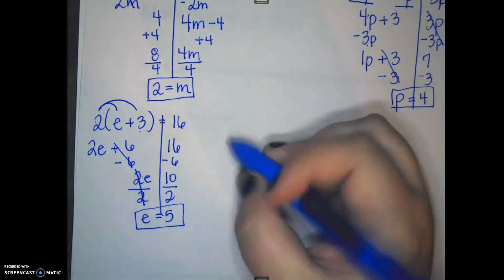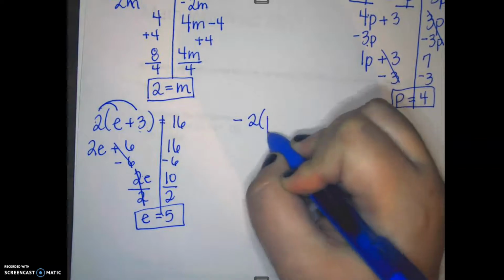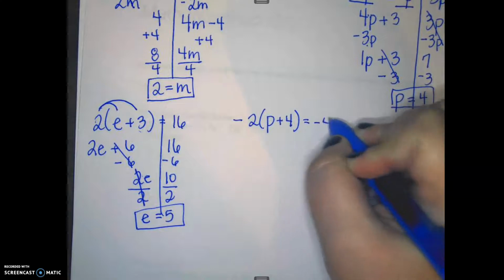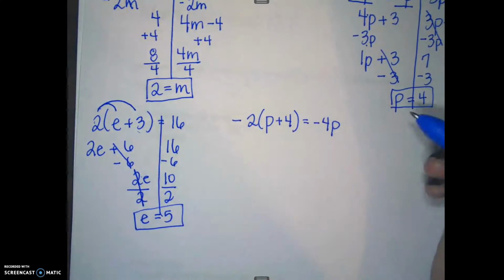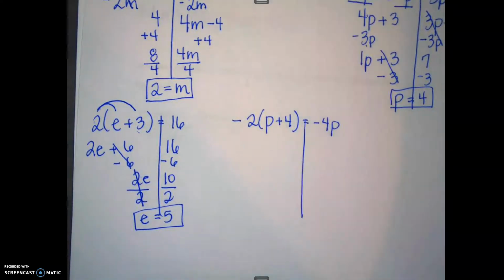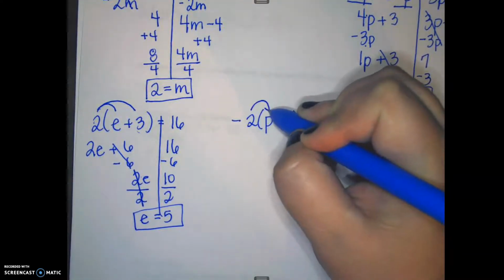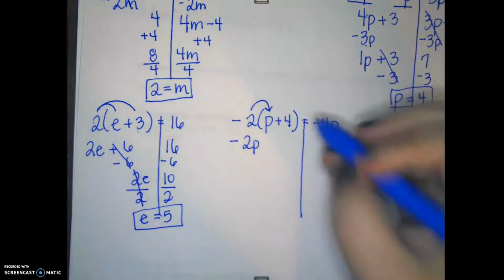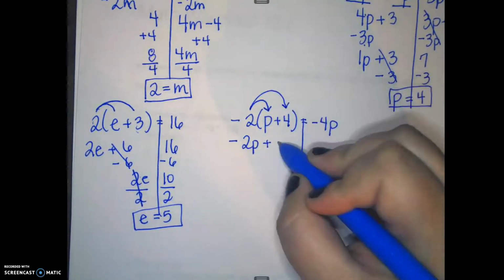I'm going to slide over. I have negative 2(p plus 4) equals negative 4p. Drop my line. Ask myself, do I have parentheses? Yes, I have to distribute. Negative 2 times p is negative 2p. Bring down my addition. Negative 2 times 4 is negative 8.